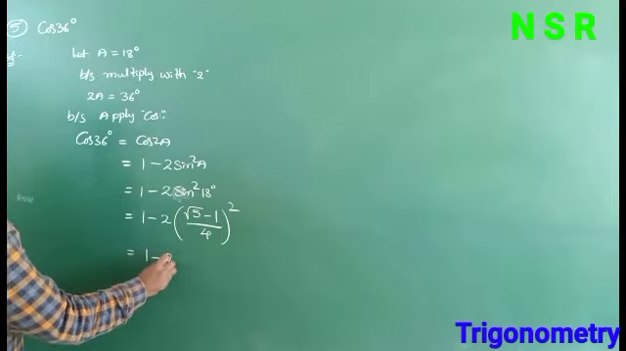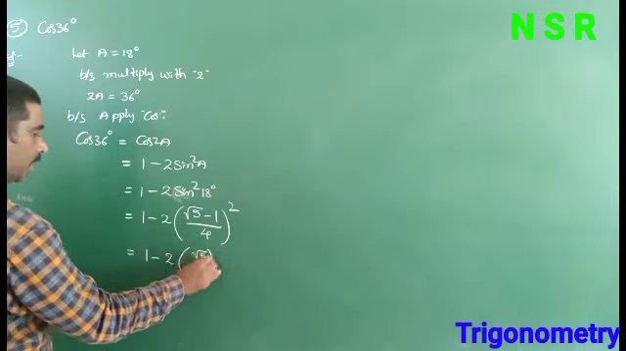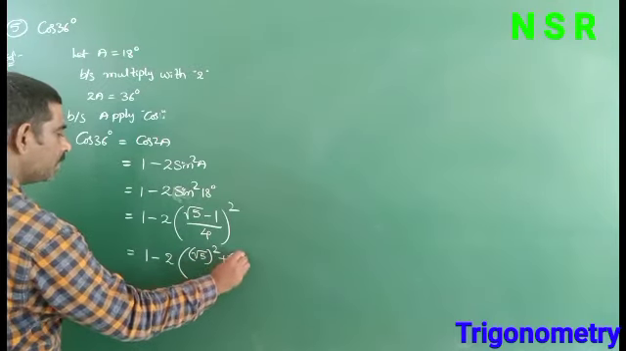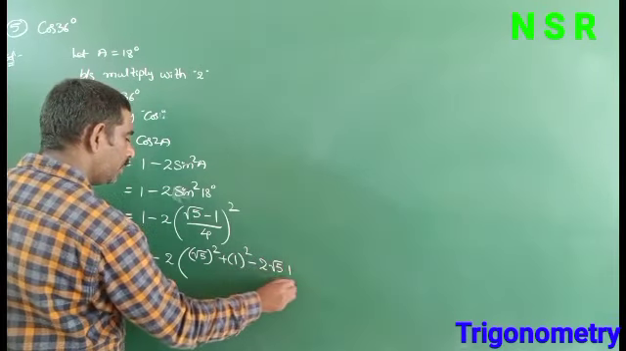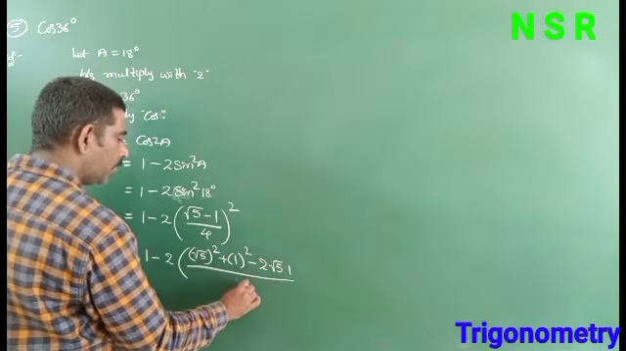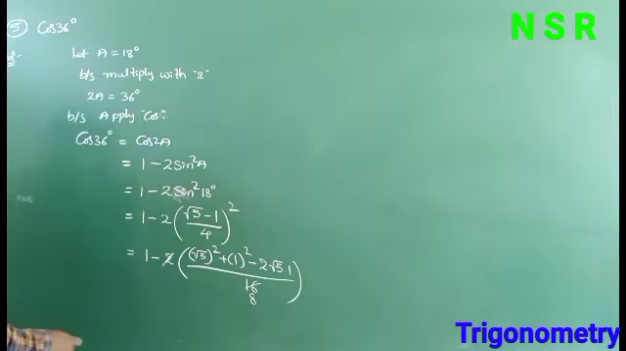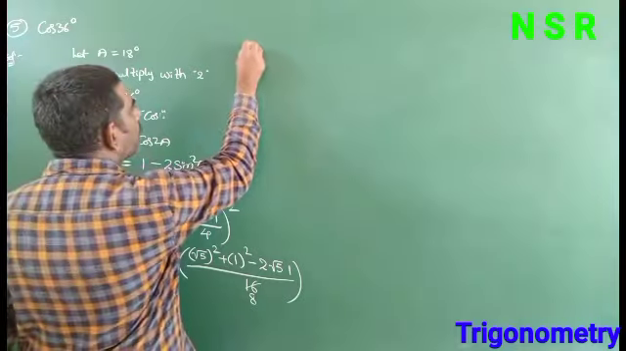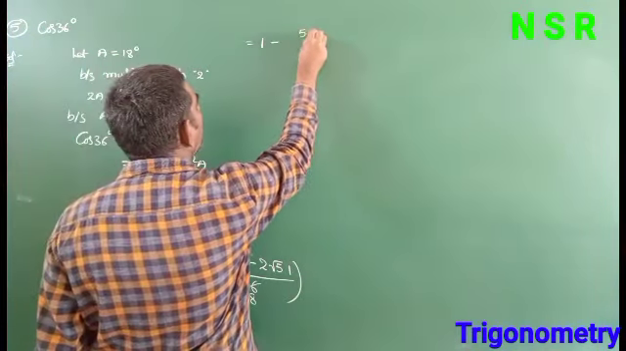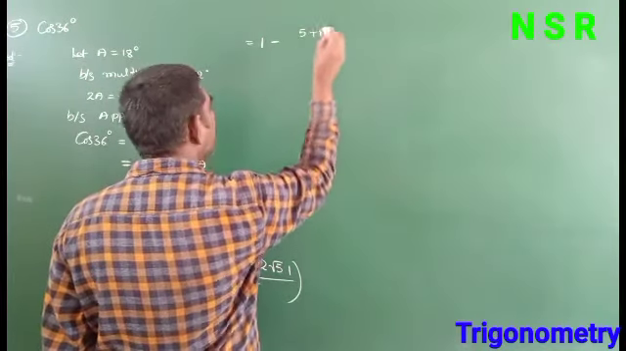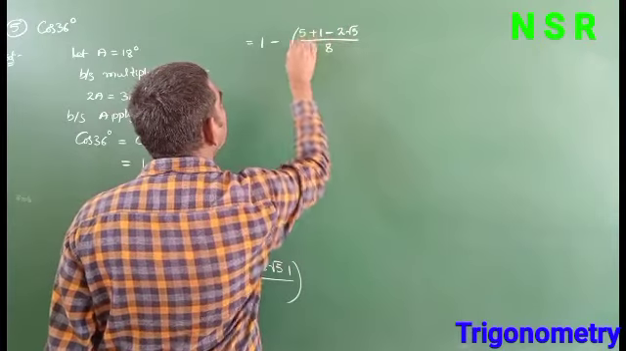So 1 minus 2 into root 5 minus 1 whole square. (a minus b) whole square equals a square plus b square minus 2ab. 2 into root 5 into 1 by 4 square, 16. So here cancel, 2 8 is 16. So it is equal to 1 minus, root 5 square value 5 plus 1 square value 1 minus 2 into root 5 into 1, 2 root 5 by 8.